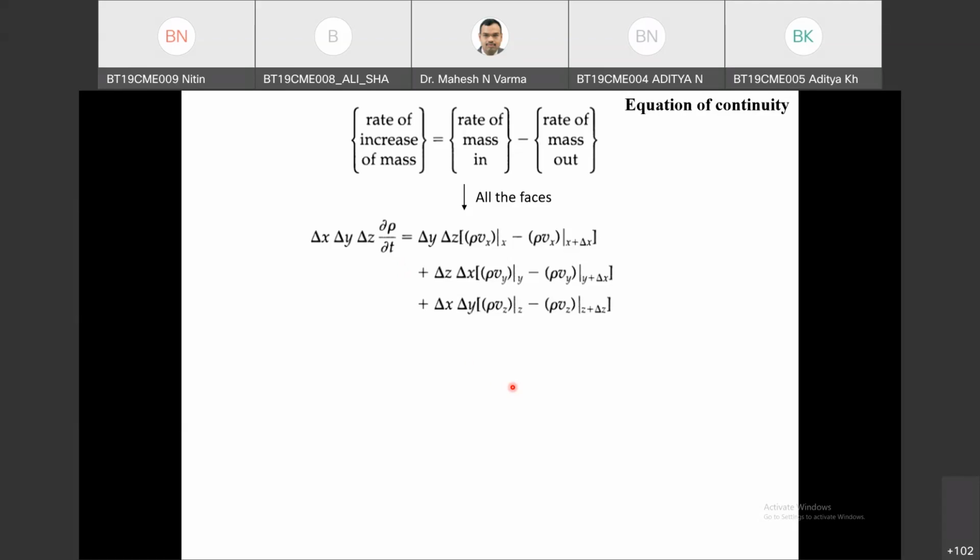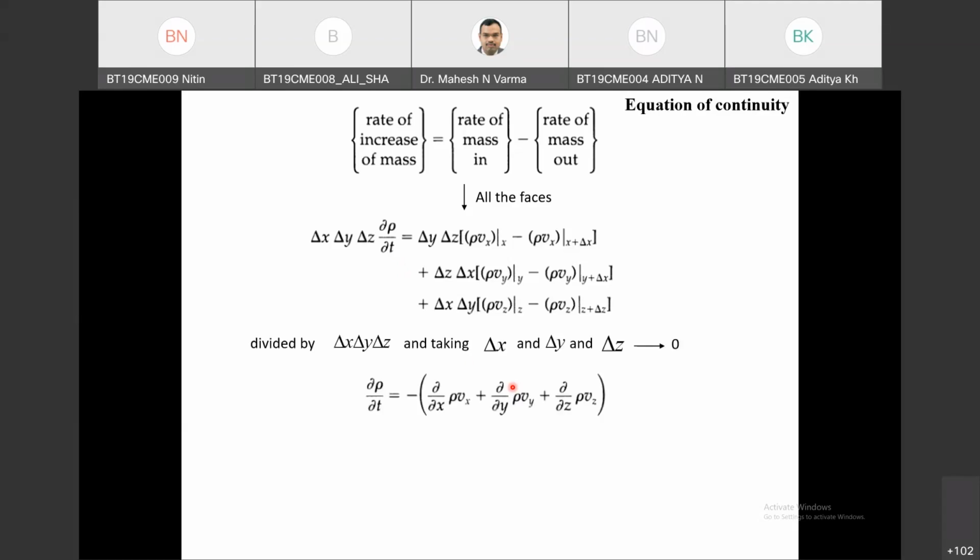So what equation will you get, Nitin? Yes, sir. D rho by dt equals dou by dou x of rho into vx plus dou by dou y of rho into vy plus dou by dou z of rho into vz. Very good. So this is what you will get actually. Divide by delta x, delta y, delta z, and take delta x, delta y, delta z tends to 0. So dou rho by dou t.